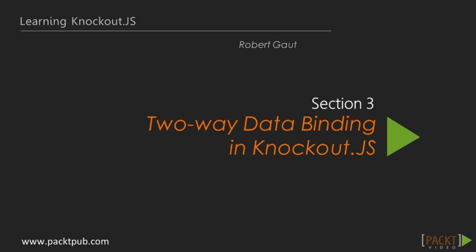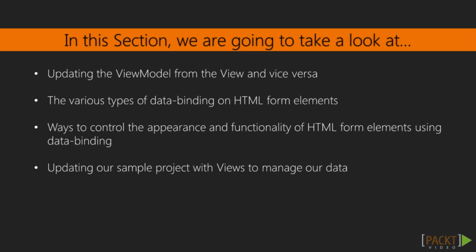Welcome back to Learning Knockout.JS. In the last section, we saw how to set up a project and display data using Knockout.JS. In this section, we're going to take a look at Knockout's two-way data binding and how it can help us create bidirectional communication between our view and view model.